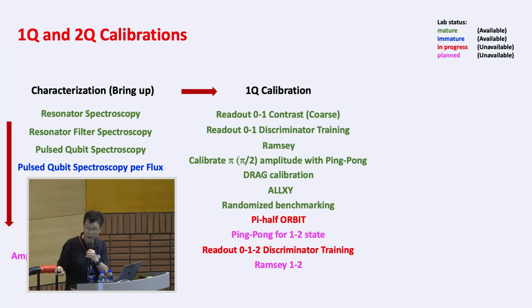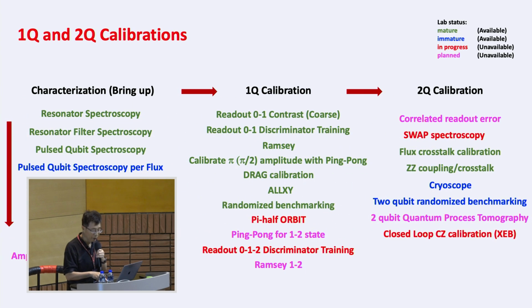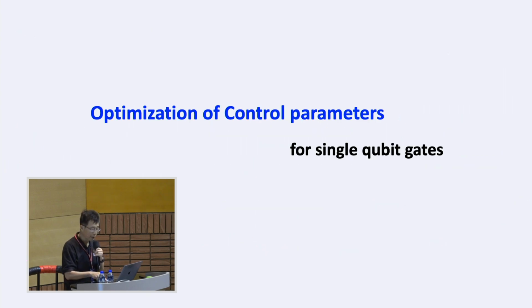So I will later tell you some items, say what we do in all XY steps, and what that means, so that we can do randomized benchmarking to see how the 1 qubit performance is. And then we do 2 qubit calibrations and swap spectroscopy, as Professor Oliver mentioned, and then cryoscopes and all those steps.